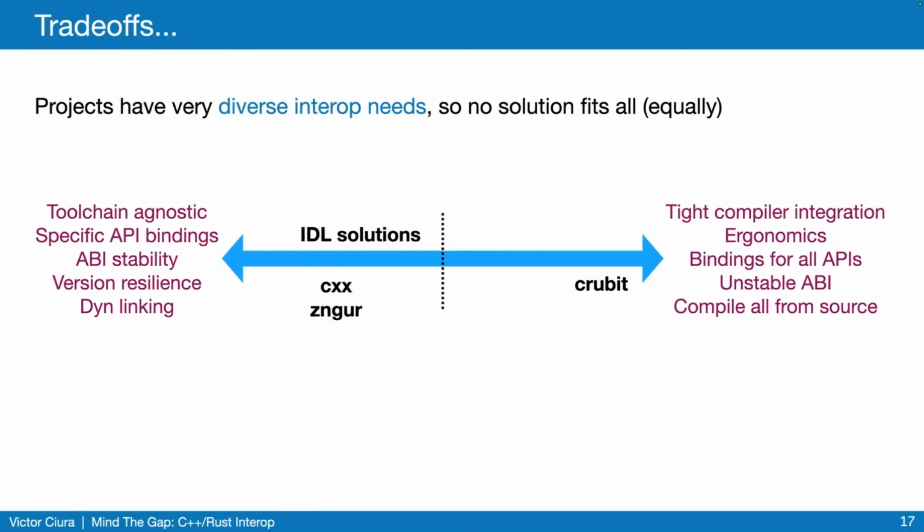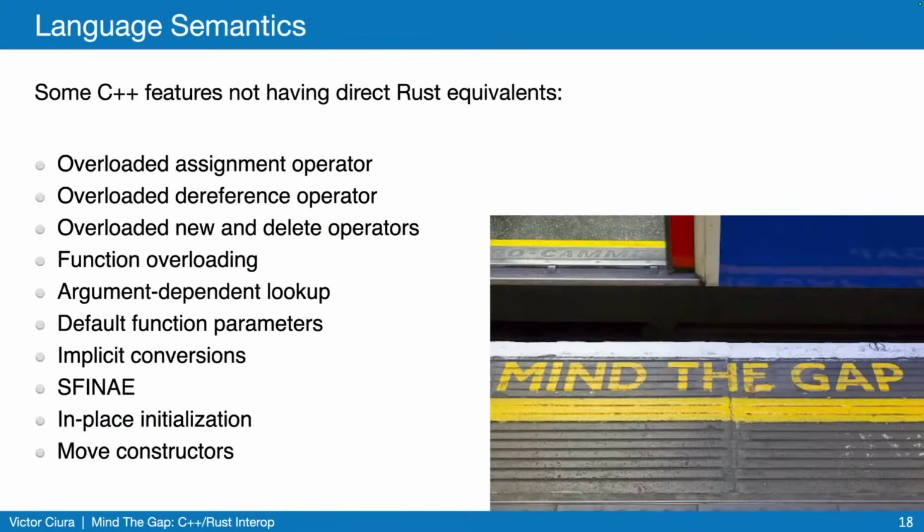I would say projects in general have a very diverse range of interop needs. So it's very hard to find one solution that fits all. And I would say we have on the one side what I call the IDL-based solutions like CXX and Zengar, which tend to be toolchain agnostic. You can be very specific about API bindings. You can reason about API stability and version resilience and dynamic linking and all these things that are attractive to many projects. Whereas on the other side of the spectrum, you have things like Qubit, which require tighter compiler integrations. So it's not one size fits all.